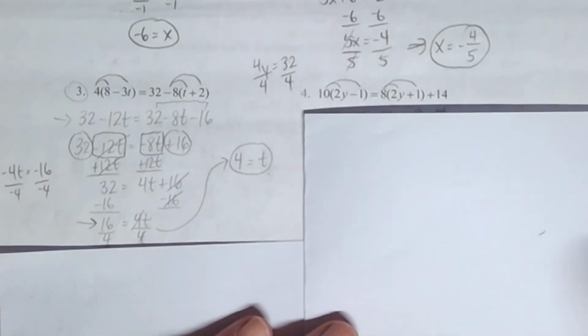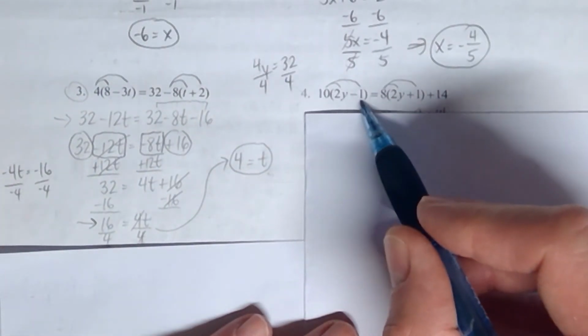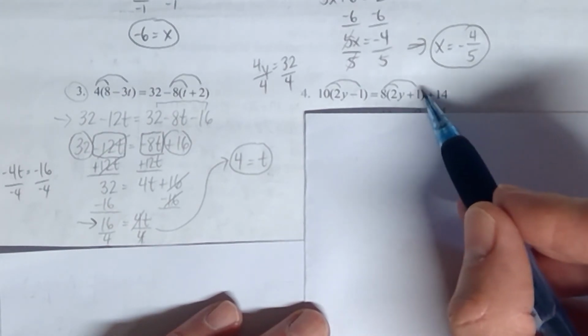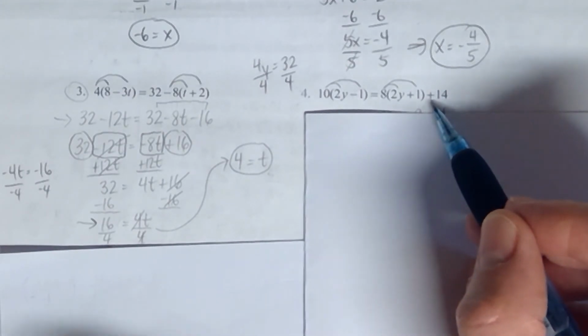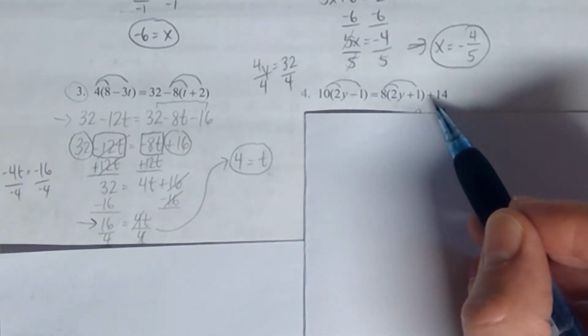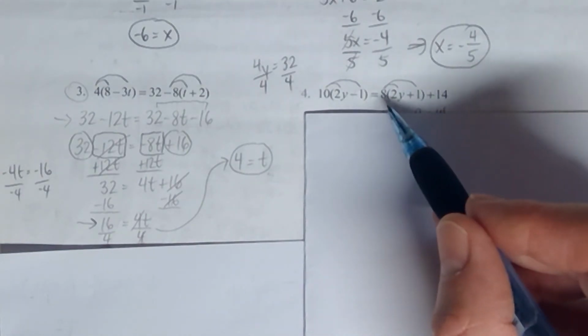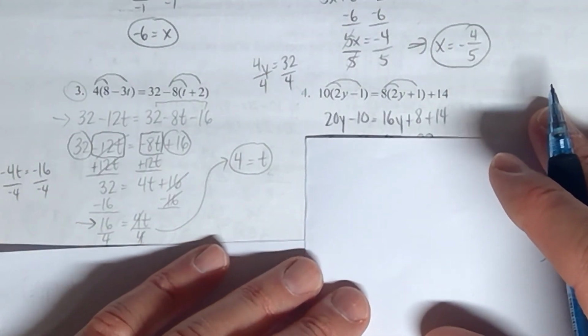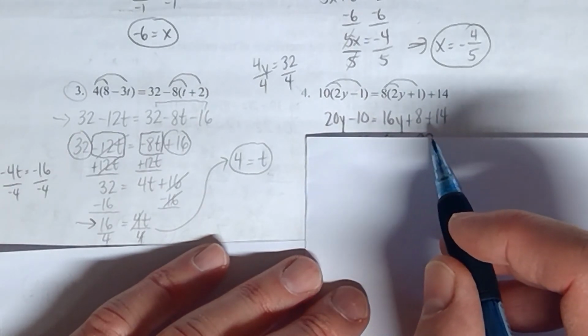Number 4. Distribute out the 10, distribute out the 8. Remember, the 14 is separate because when the bracket ends and you have a plus or minus outside of the bracket behind it, that does not get included in the distribution here, okay? So it comes out like that when you distribute the 10 and the 8.